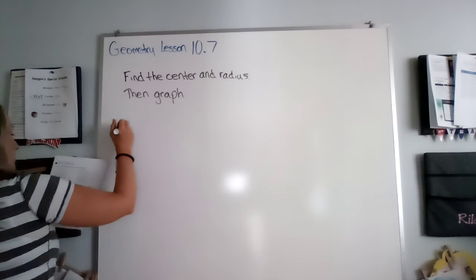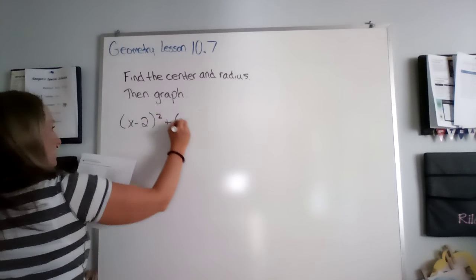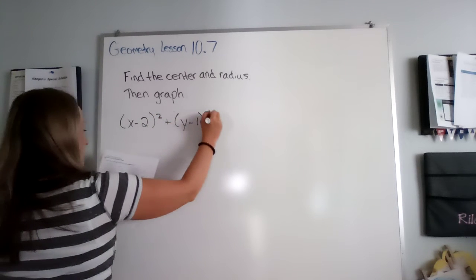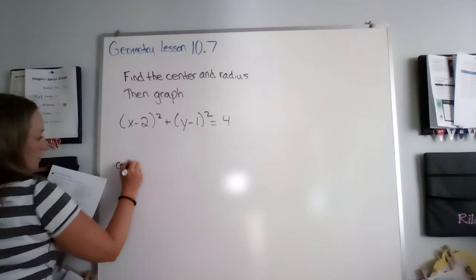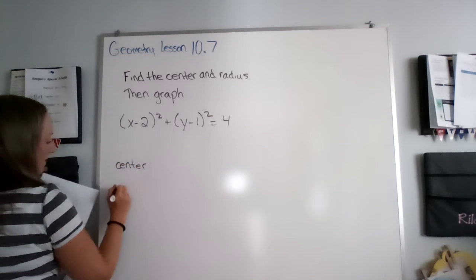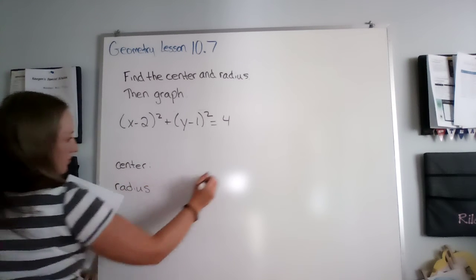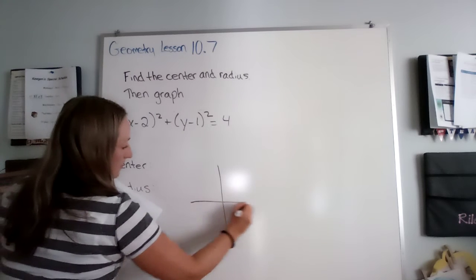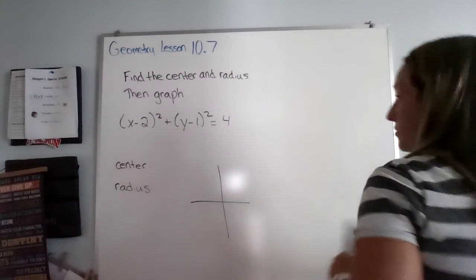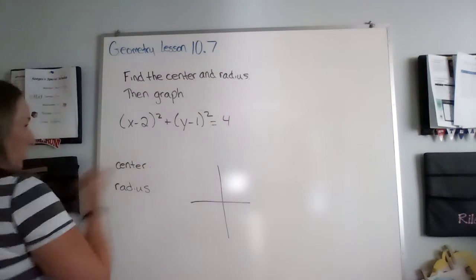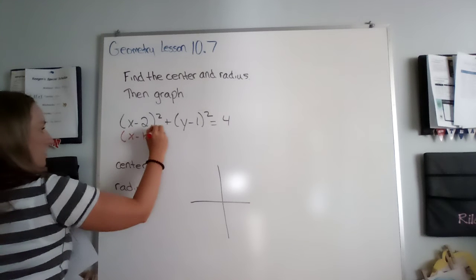Alright, so for the first example, (x - 2)² + (y - 1)² = 4. I'm going to ask for the center and the radius, and then we'll graph it.